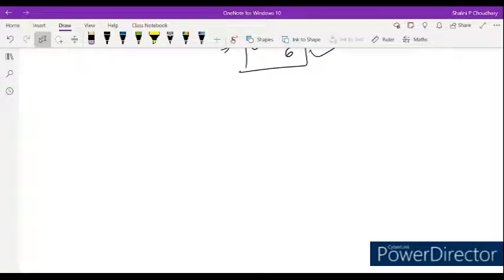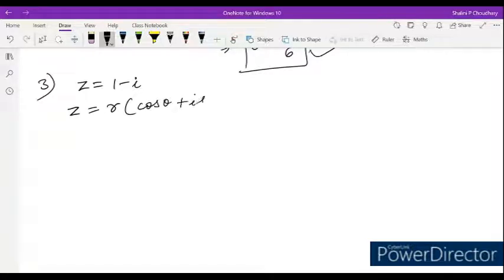In these types of questions we have to convert the complex number. Like third question में this complex number is given, 1 minus i. In these questions we have to convert the complex number into polar form. Okay, so we have to convert this into polar form. So first of all, z should be equal to r cos theta plus i sin theta. इस term में हमें convert करना है.